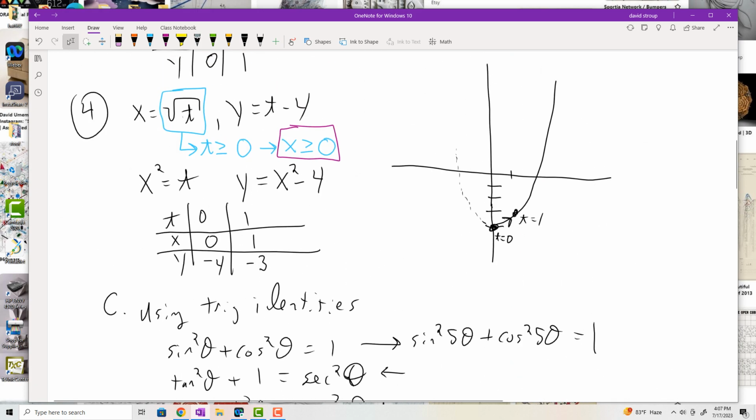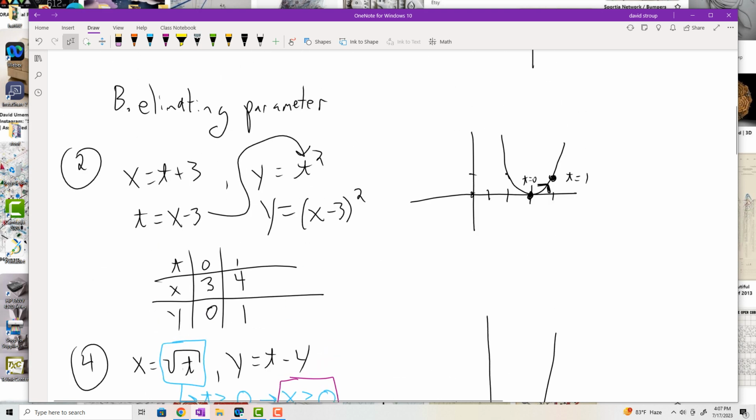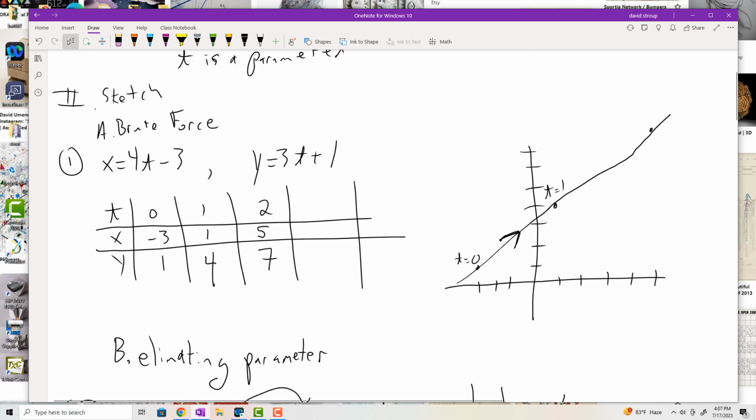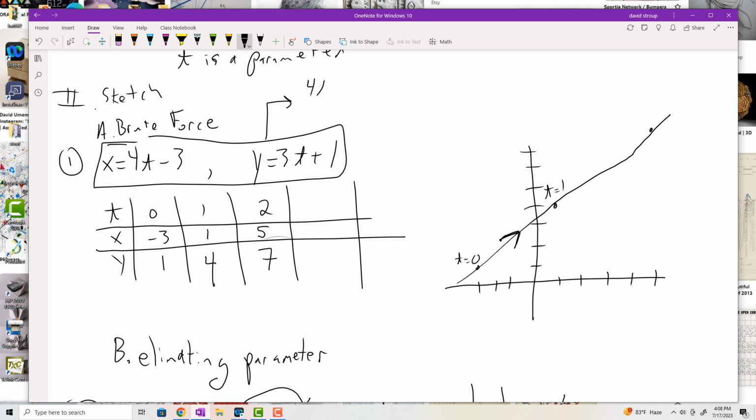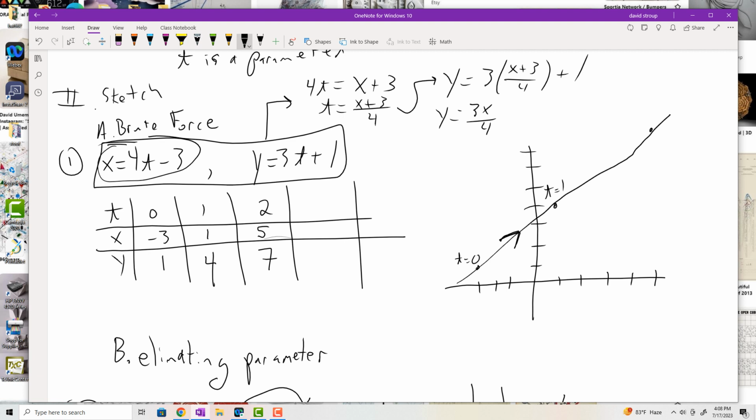Anyways, these things are not unique, right? There's more than one way to get the same graph using different equations. For example, in this case, if you were to eliminate the parameter right here, I'm going to say 4t equals, working with the first equation for x, x plus 3, and then t equals x plus 3 over 4. I can dump that into my y equation. I get y equals 3 times, oh great, I'm going to have to deal with fractions. I hate fractions. But anyways, y is 3x all over 4 plus 9 fourths plus 1, which I think is 13 fourths.